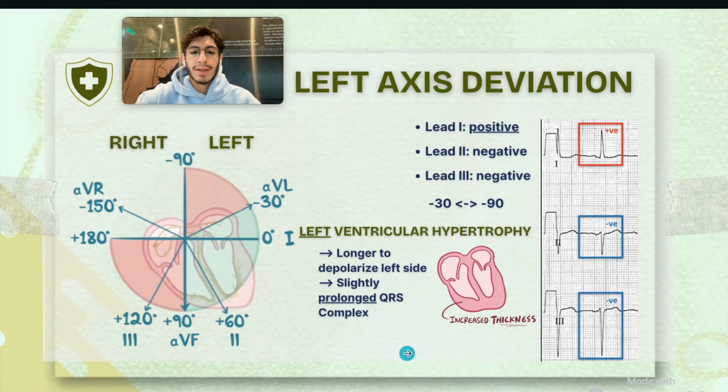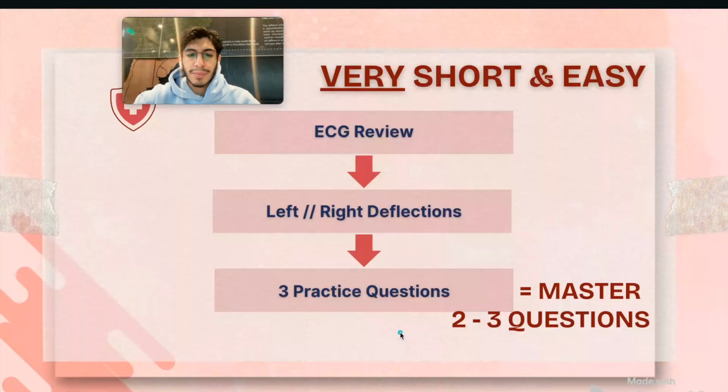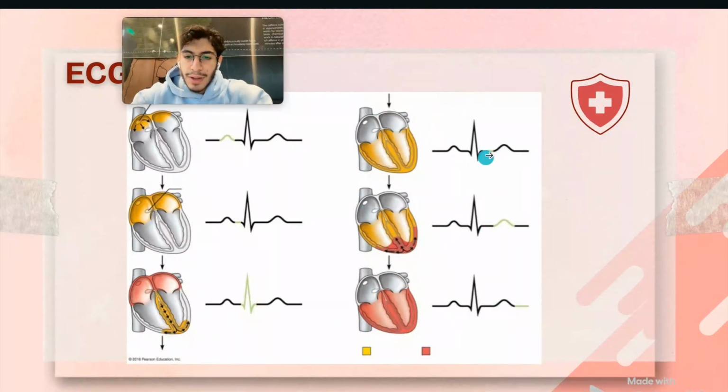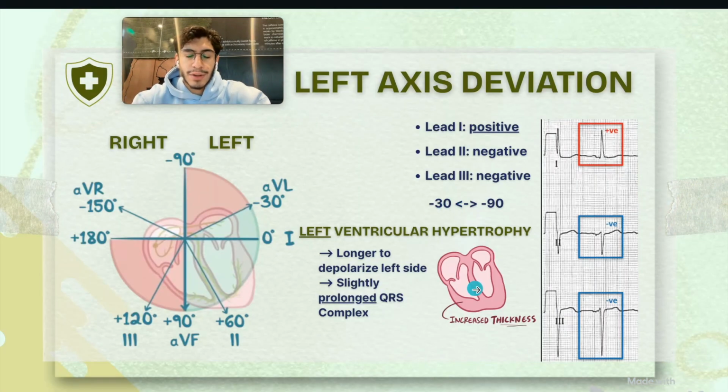And because it's going to take longer to depolarize, it's also going to have a prolonged QRS complex, right? This over here, the QRS complex, which is the depolarization, will be a bit prolonged because the left ventricle is bigger, all right? Okay. Now, how can we tell from the ECG that it's a left axis deviation, right?